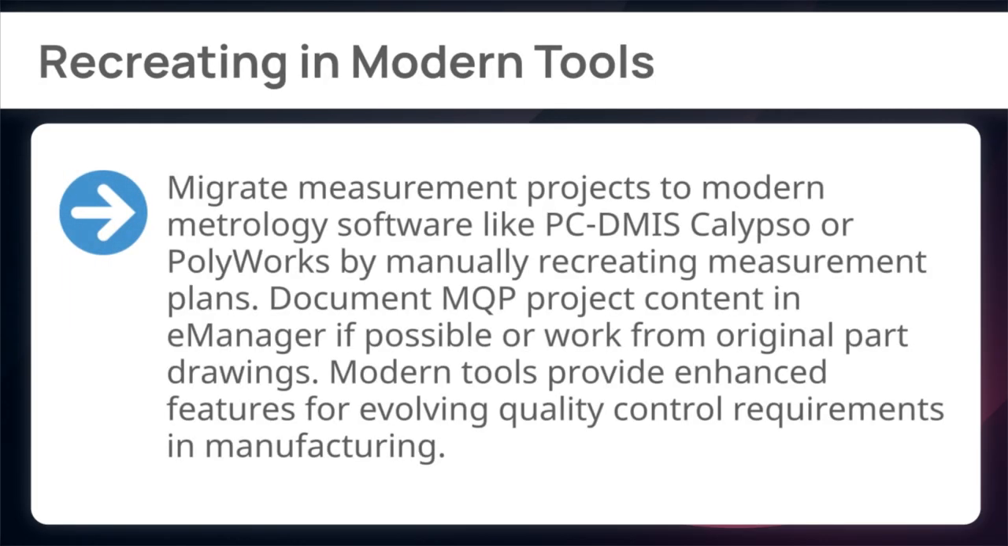Migrate measurement projects to modern metrology software, like PC-DMIS, Calypso or PolyWorks, by manually recreating measurement plans. Document MQP project content in eManager if possible, or work from original part drawings. Modern tools provide enhanced features for evolving quality control requirements in manufacturing.